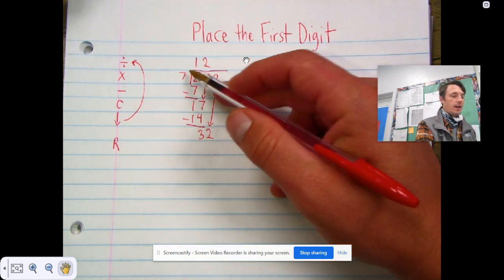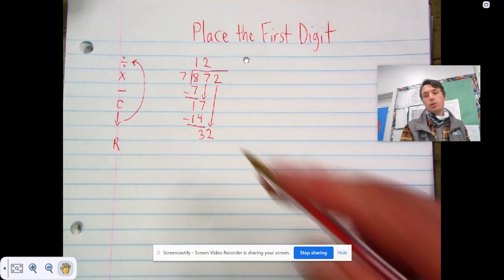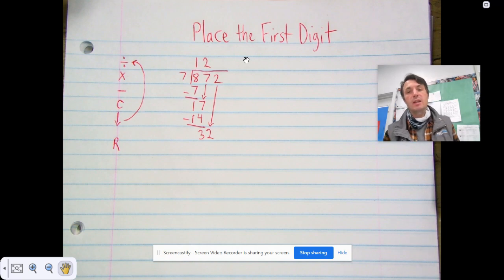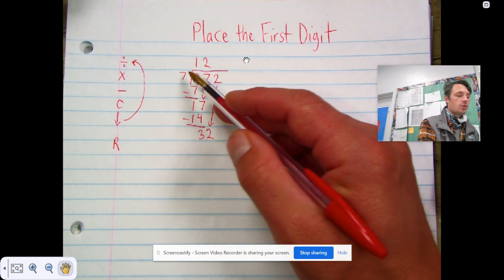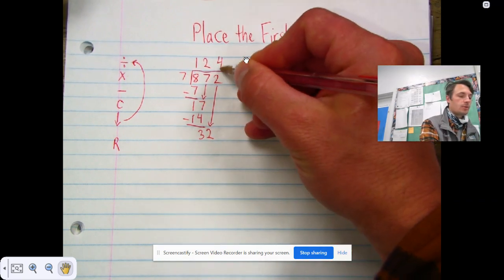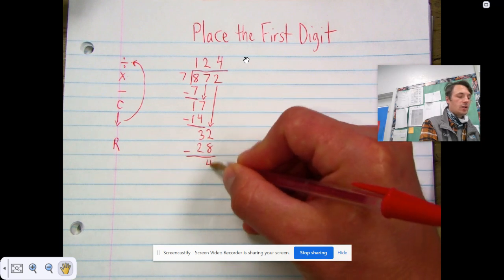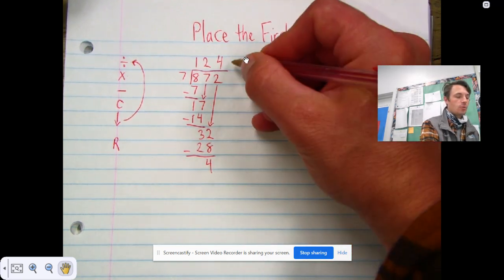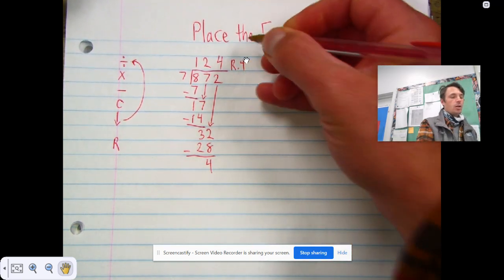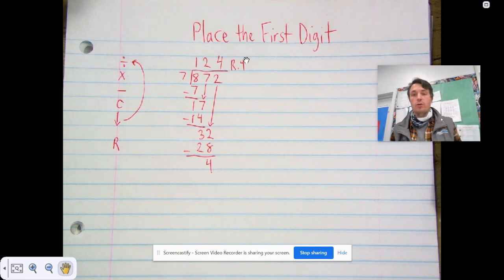Now we go back to divide. How many times can 7 fit into 32? Well, 7 times 4 is 28. 7 times 5 is 35. That's too big, so we go back to 7 times 4. So 7 can fit into 32 4 times. 4 times 7 is 28. 32 minus 28 is 4. There's nothing left to bring down, so we write our remainder: 124, remainder 4. So there's a little review of the last couple lessons.